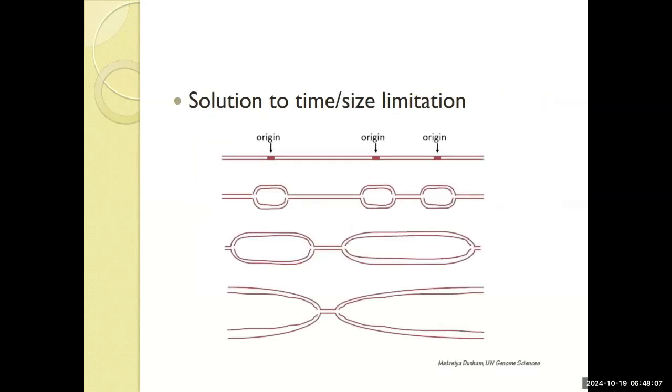And while we focus on a single replication fork, it's important to point out that in a eukaryotic chromosome in particular, where the genome is large, the big solution to the time size limitation is having multiple origins of replication, many of these replication bubbles that will ultimately fuse together.